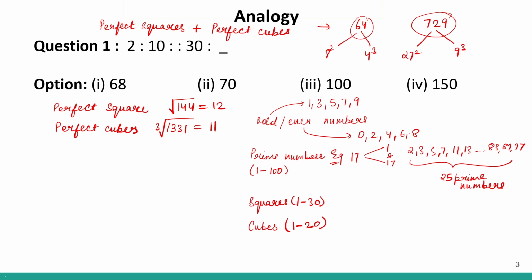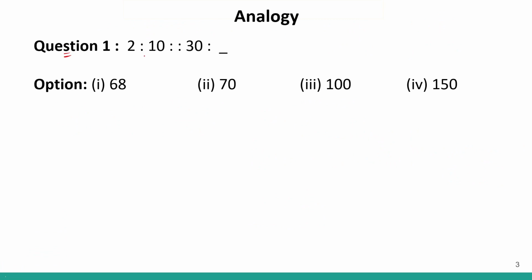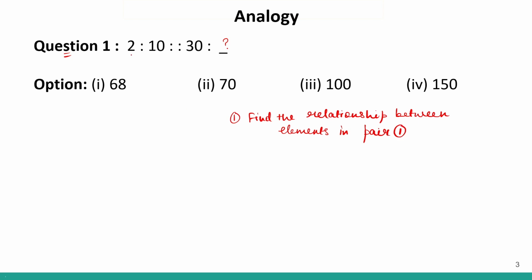So this much information you should retain in order to solve analogy questions, specifically number analogy questions, in an efficient manner. Let us start with question number 1. Question number 1 is 2 : 10 :: 30 : ? and we have to find the missing term. How do we proceed for questions on analogy? The first step is to find the relationship between the elements in pair 1.